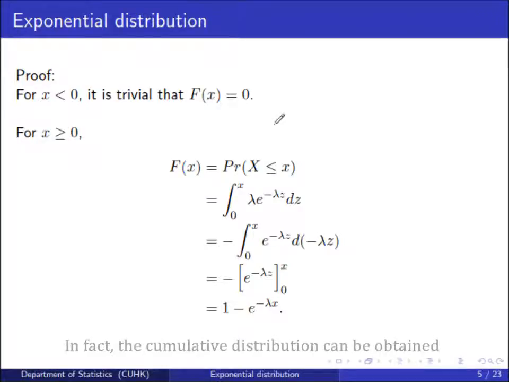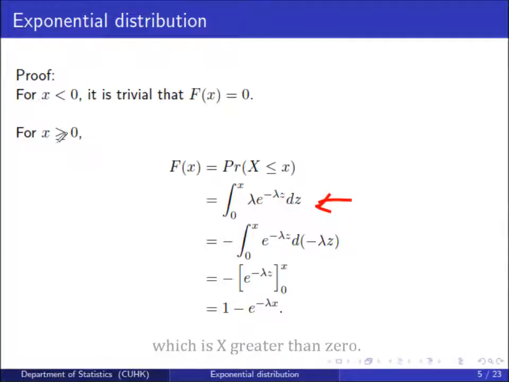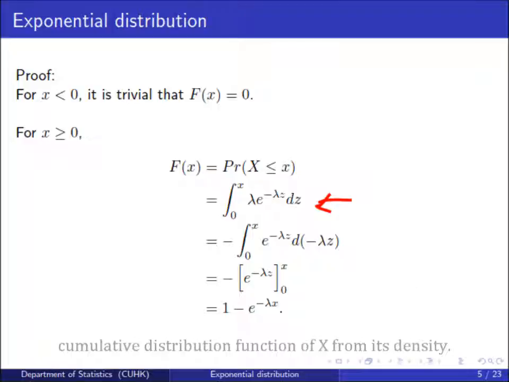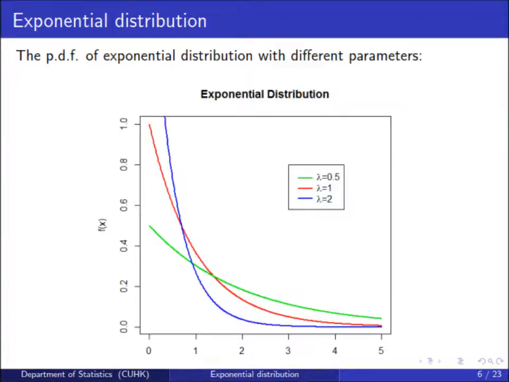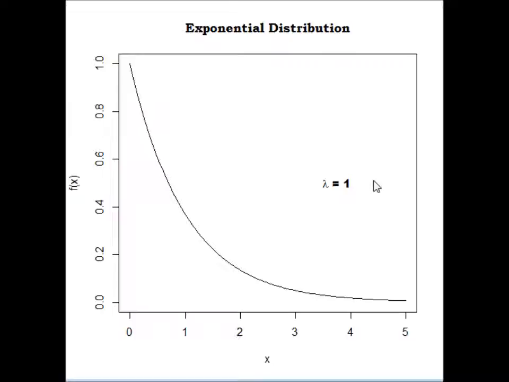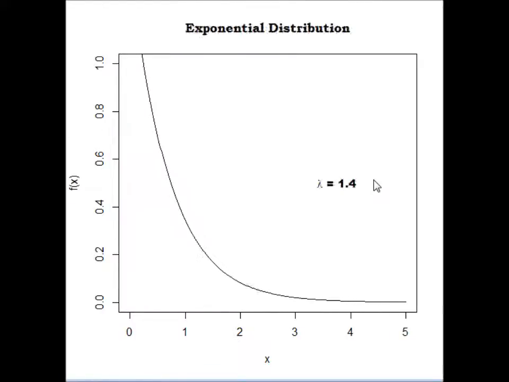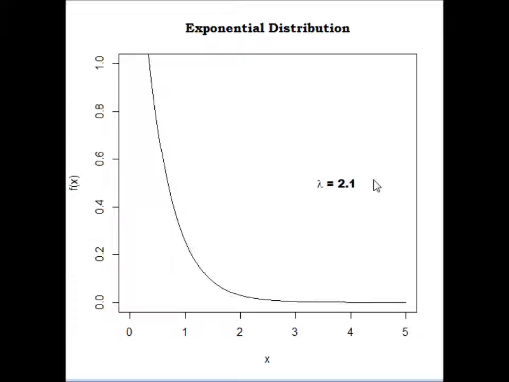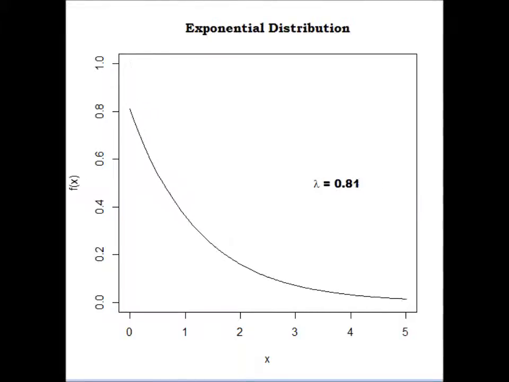In fact, the cumulative distribution can be obtained by integrating the density on its support, which is x greater than 0. And here are the steps showing how to derive the cumulative distribution function of X from its density. This is the graph of the probability density function with different parameters. The change in shape of the exponential density for different lambda can also be demonstrated by our program. You can find the interactive R codes for the density plot in the learning module of exponential distribution.